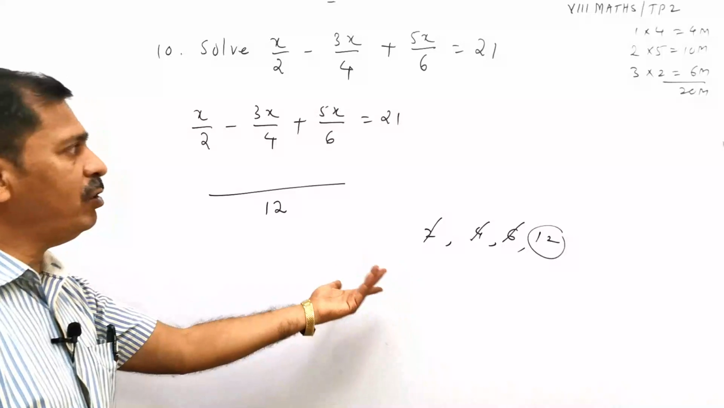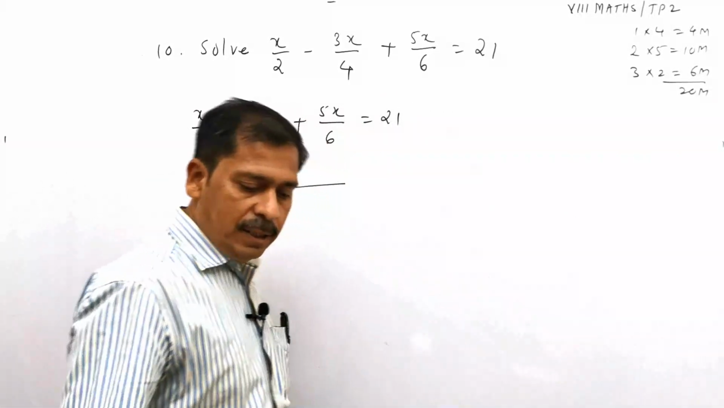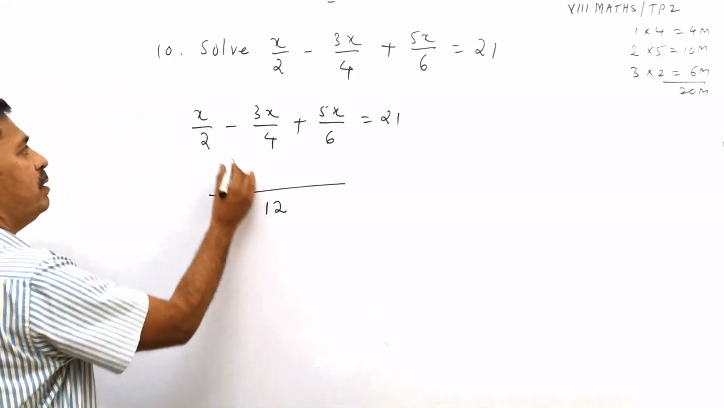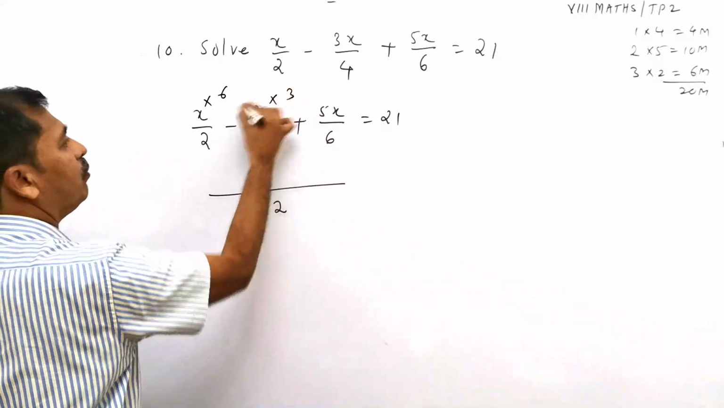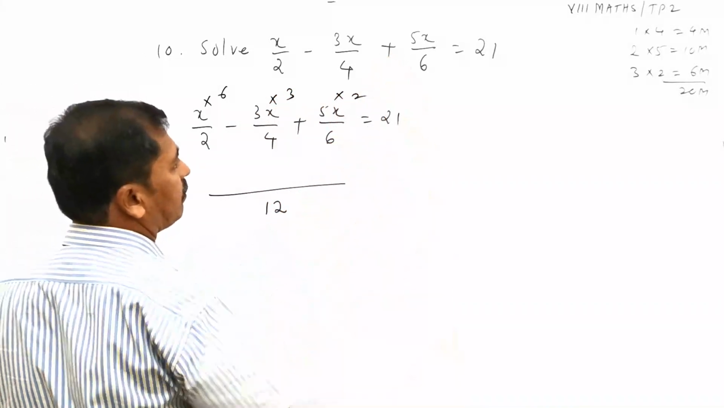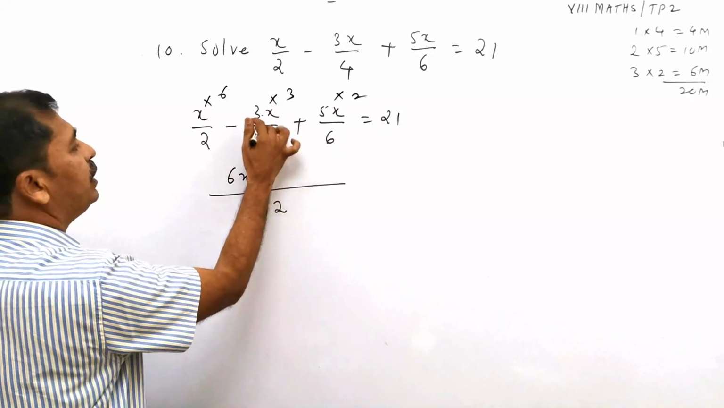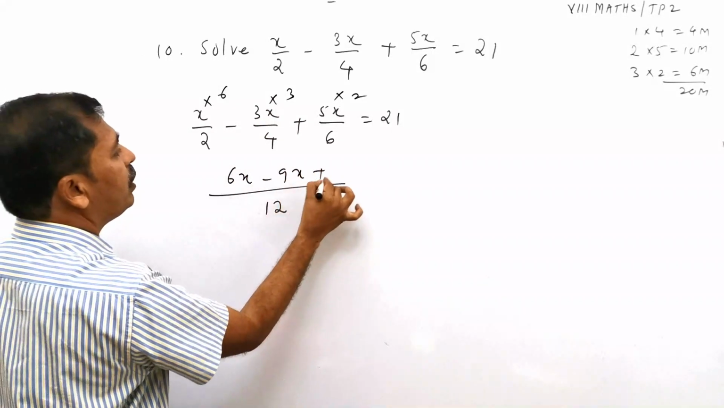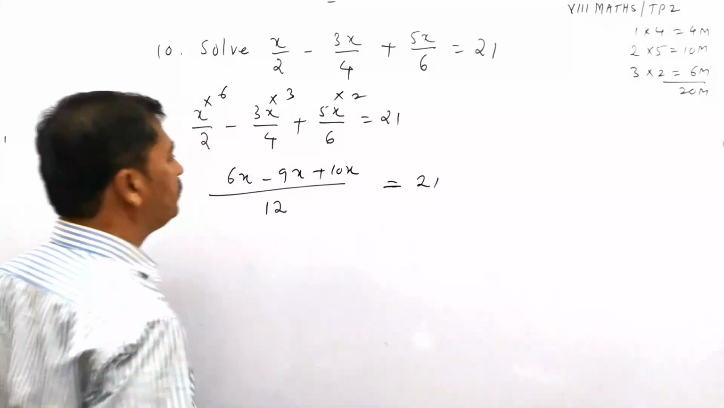Got it? So in this manner or your usual method you can follow, no problem. Anyhow, 12 is the LCM. So 2 6s are 12, 4 3s are 12, 6 2s are 12 here. Okay, 6x, 3 into 3 is 9x, 5 into 2 is 10x, this is equal to 21.